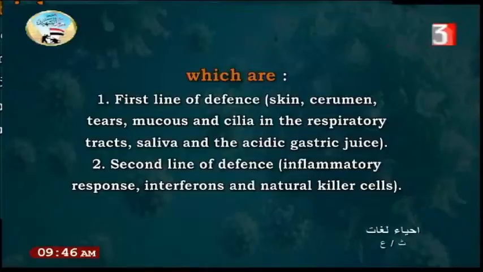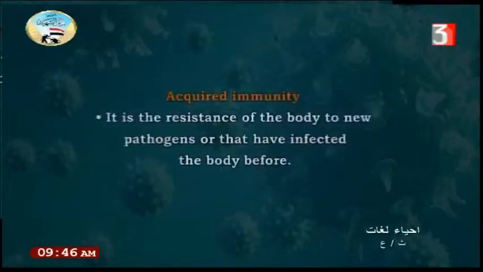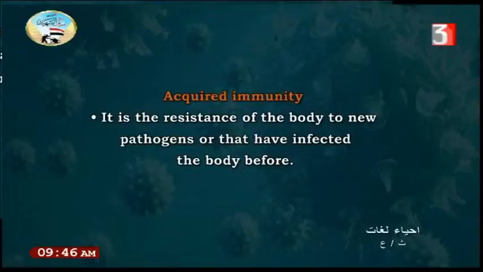What is the second line of defense? Inflammatory response, interferons and natural killer cells. Natural killer cell. What is acquired immunity? It is the resistance of the body to a new pathogen or one that has infected the body before.